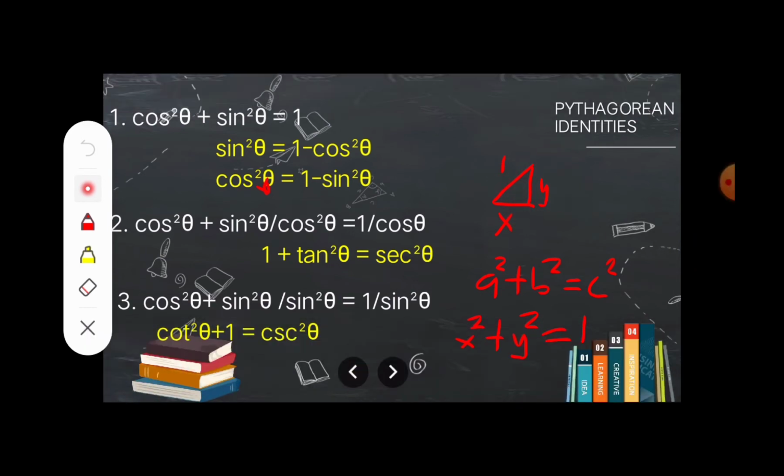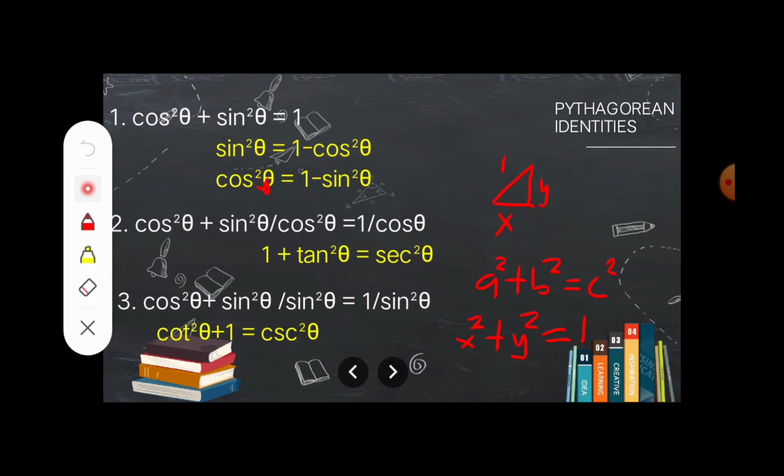So now, recalling our Pythagorean theorem, if we have a squared plus b squared is equal to c squared. In this case, our a is x. So we have x squared plus b is our y, that is y squared is equal to c squared, that is our radius. So 1 squared. 1 squared is equal to 1. So from here, we can derive our identities.